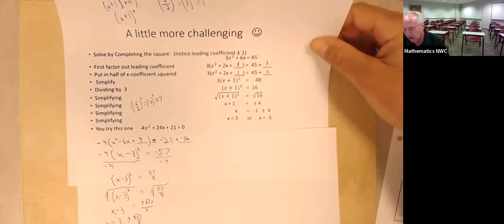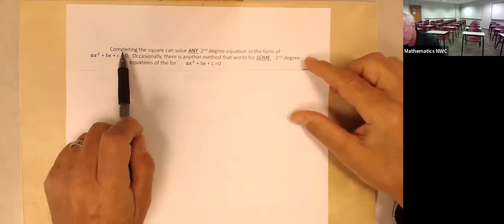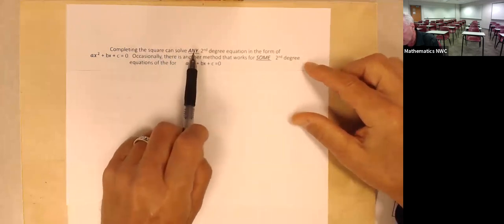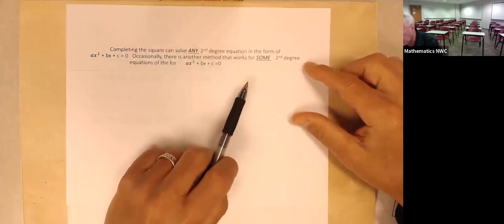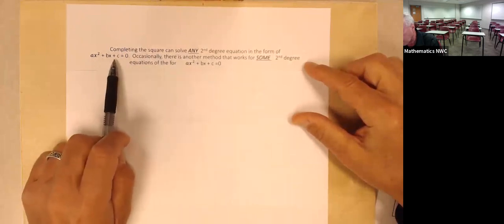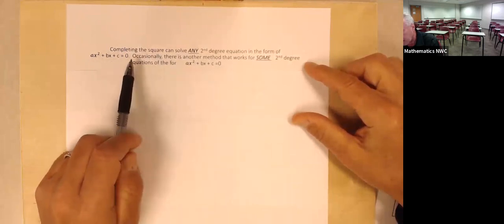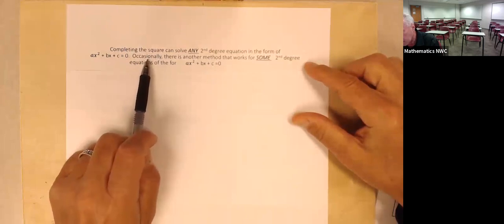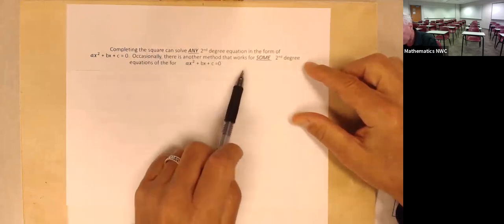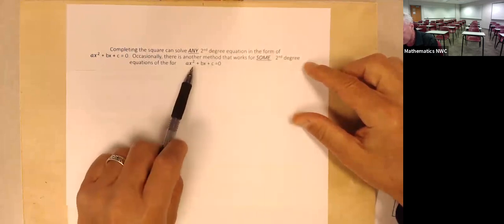I'm going to switch gears here now and look at something I think many of you will find much easier and also much more familiar. Keep in mind we're solving second-degree equations. That procedure we just found, completing the square, will solve any second-degree equation in the form of ax squared plus bx plus c equal to 0. Occasionally, this doesn't always work, but occasionally there's another method that works for some second-degree equations.